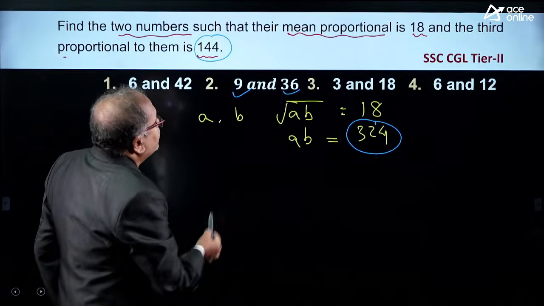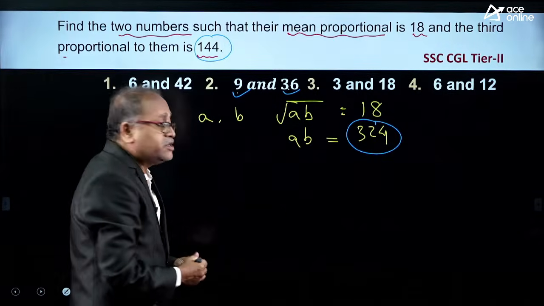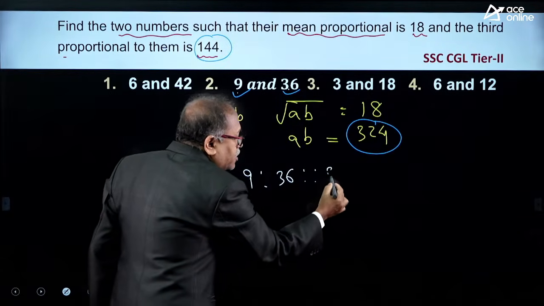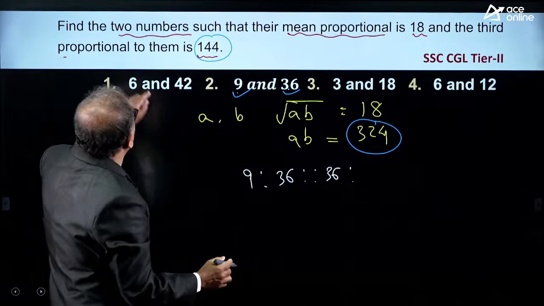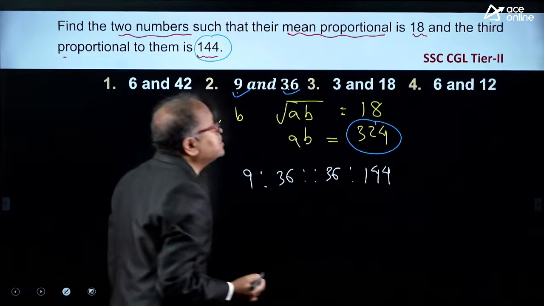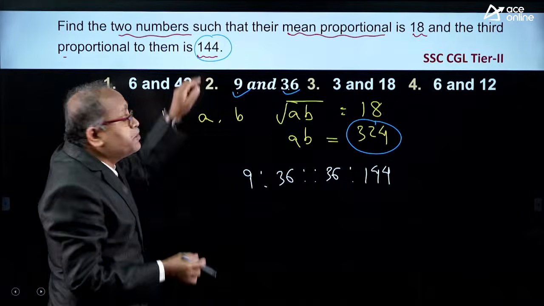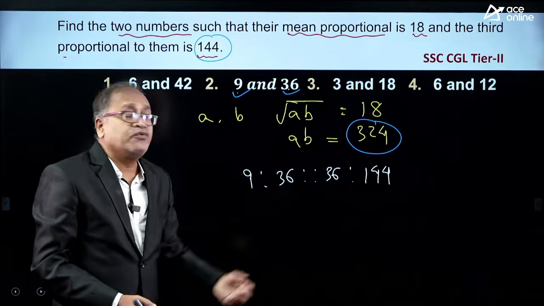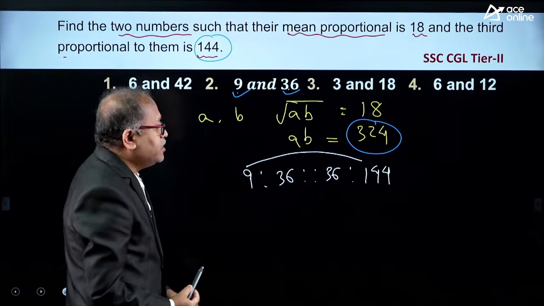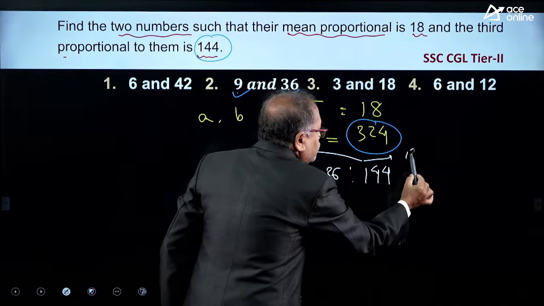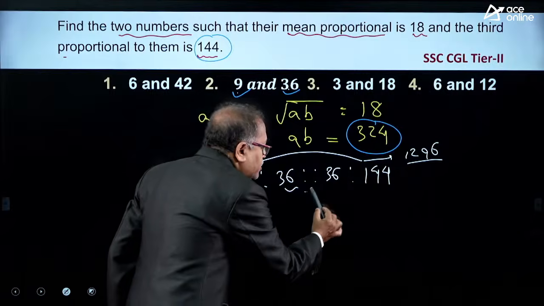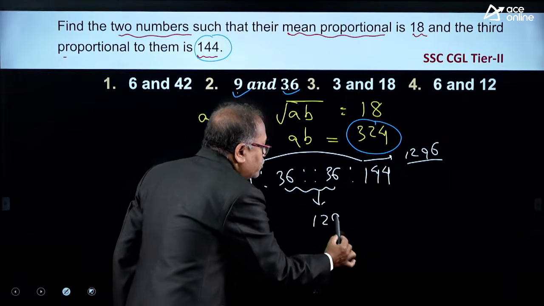That's the next question. So put that the first two numbers are 9 and 36. So 9 is to 36 is proportional to 36 is to, what is the third proportional given to us here? 144. As it is a mean proportional, the third proportional will be the fourth one, that is 144. And check what comes over here, 144 into 9, will it be 1296? And I know that 36 square is nothing but 1296.